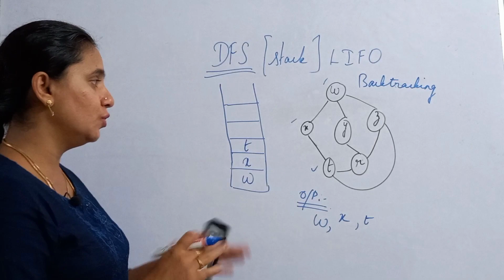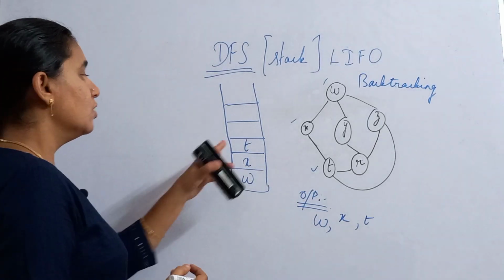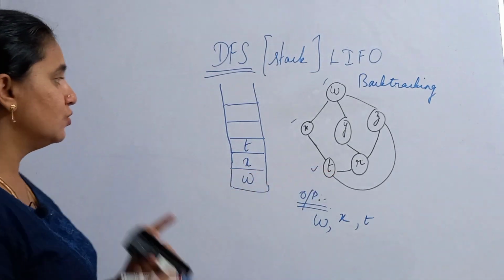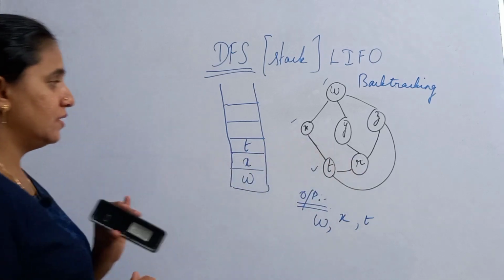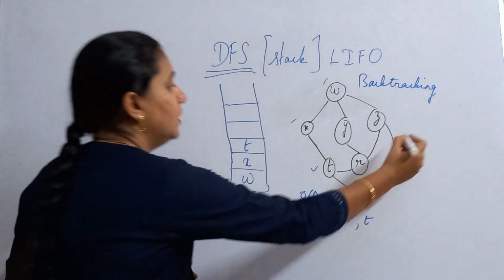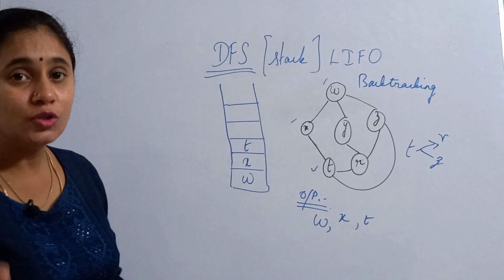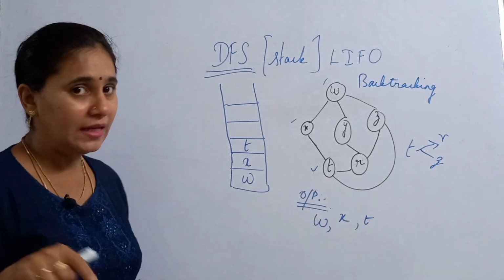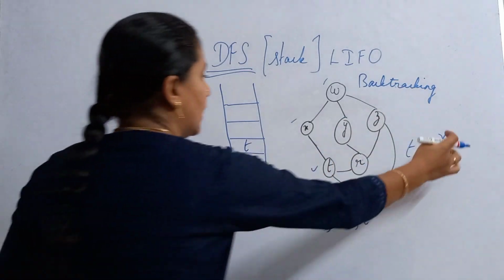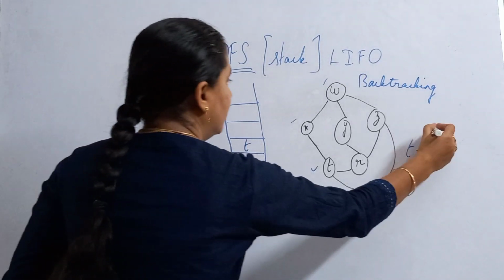That is the thing we are going to do alternately. Now this is the topmost element. From T, is there any adjacent element? You can see R is adjacent and Z is adjacent. So T has R and then Z, these two adjacent elements for vertex T. You can select any one, so I am going to add R.